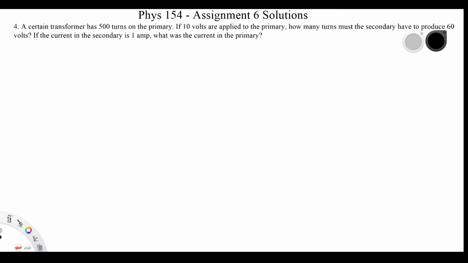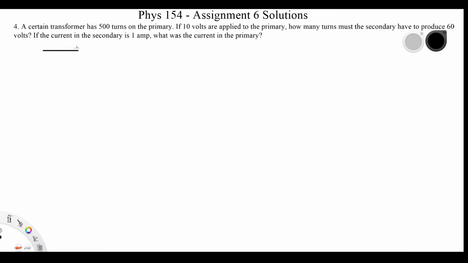Okay, moving on to problem 4. A certain transformer has 500 turns on the primary. If 10 volts are applied to the primary, how many turns must the secondary have to produce 60 volts? If the current in the secondary is 1 amp, what is the current in the primary?